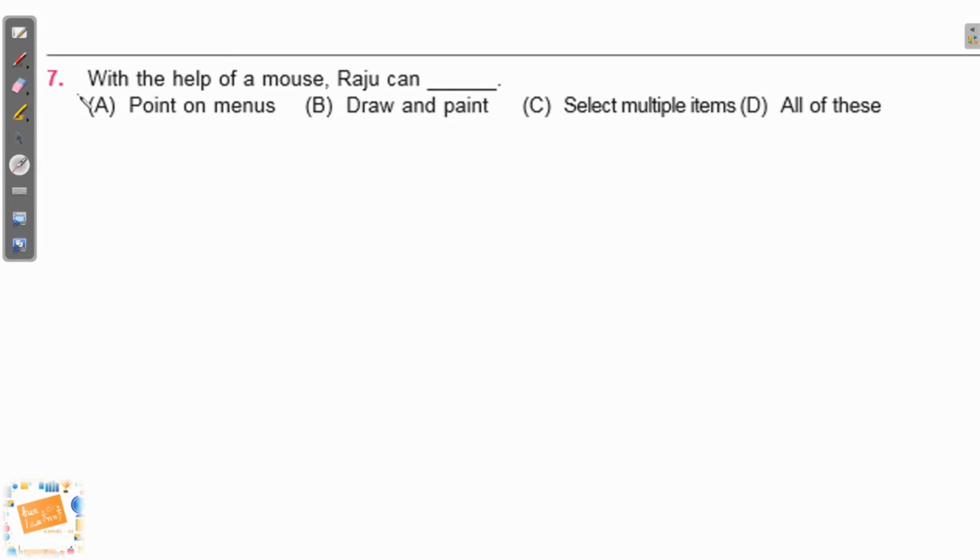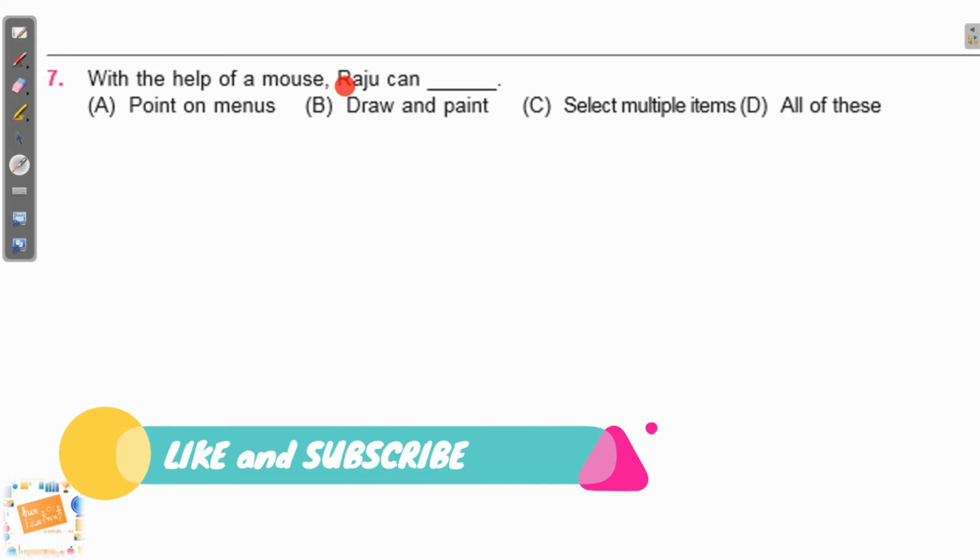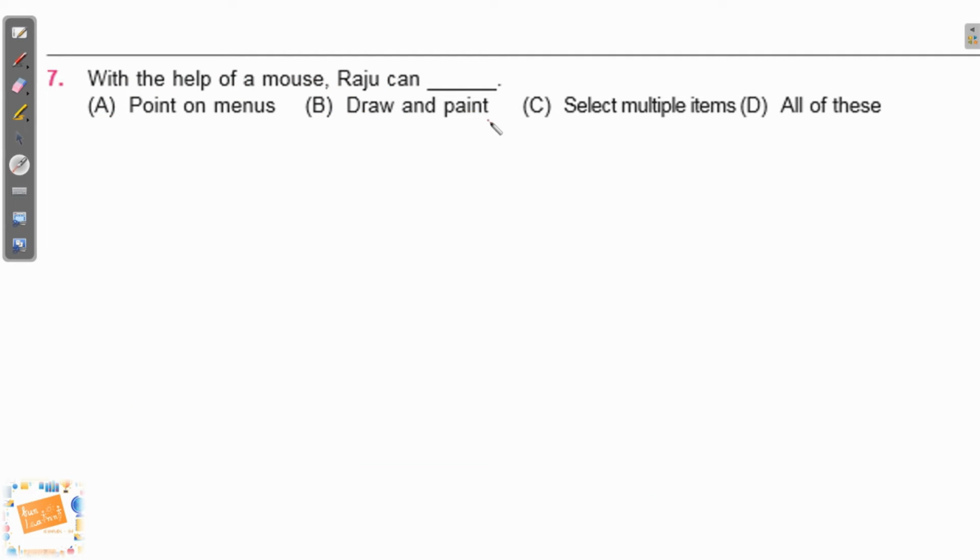Our next question is, with the help of a mouse, Raju can A, point on menus, B, draw and paint, C, select multiple items, or D, all of these. So I'll give you some time to choose the right answer.